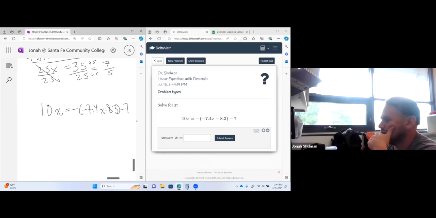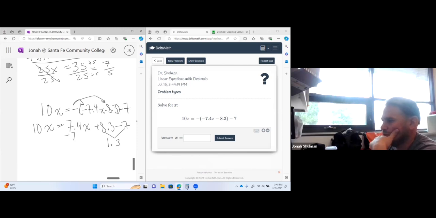My first step is I'm going to distribute this negative sign. Since it's not a number, I'm going to just make my life a little easier. So it's going to be 7.4x plus 8.3 minus 7. So 8.3 and -7 is going to be a 1.3.